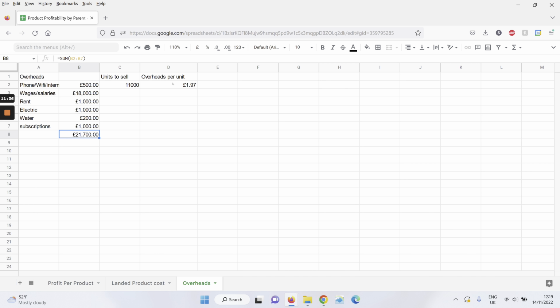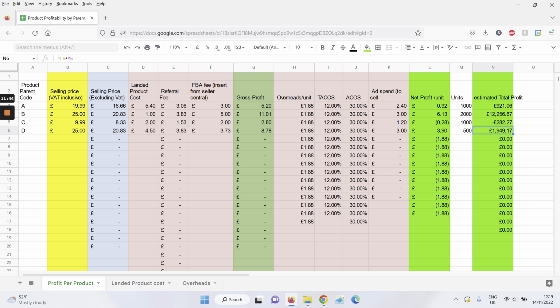But see what happens. The bigger your overheads, your overhead per unit goes up. So what we're going to do here is change it from 188 to 197 and then drag it down. Okay, and that takes away from your profit. And this is what you need to do for each of your products.